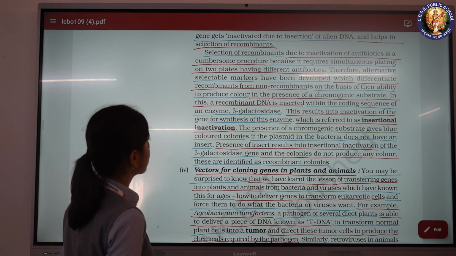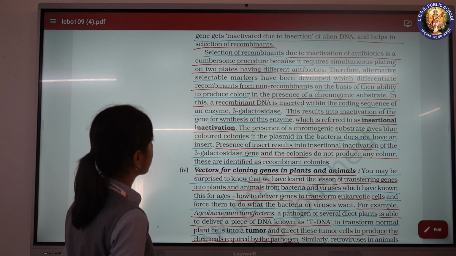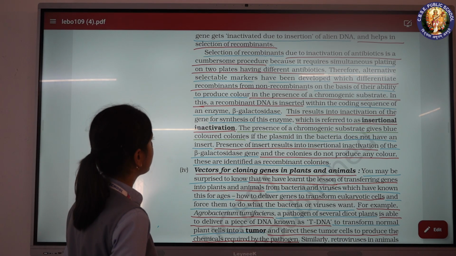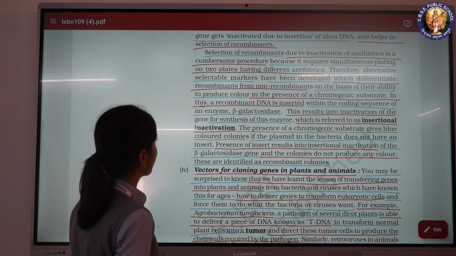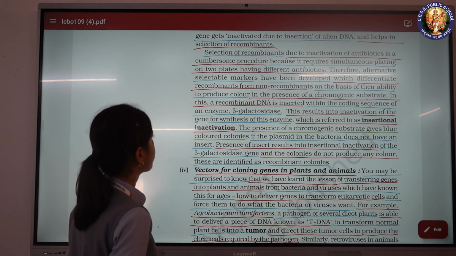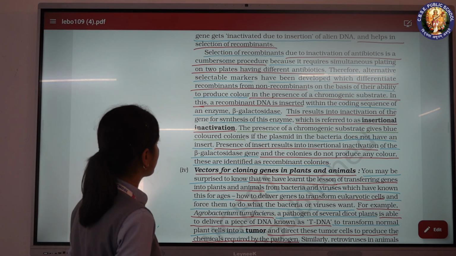Therefore, alternative selectable markers have been developed which differentiate recombinants from non-recombinants on the basis of their ability to produce color.